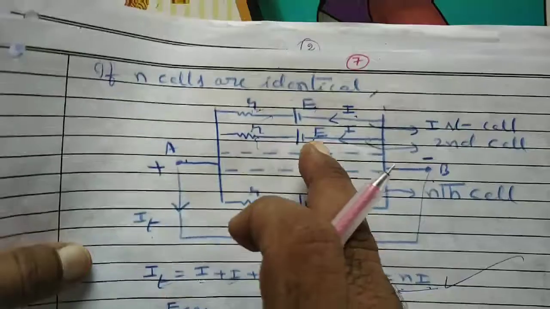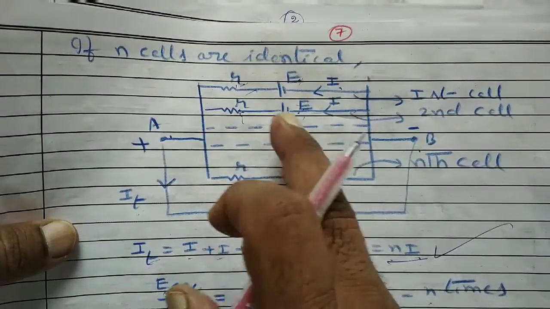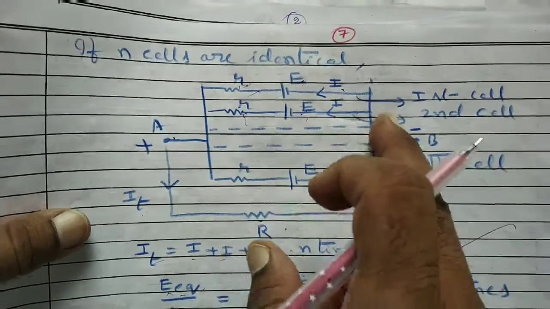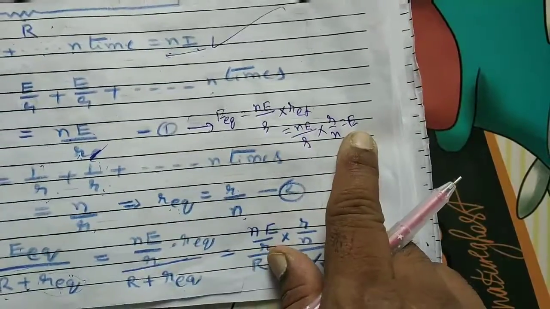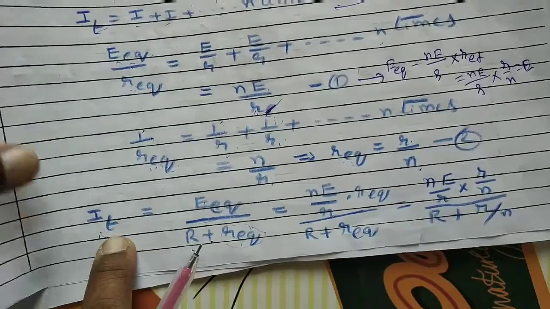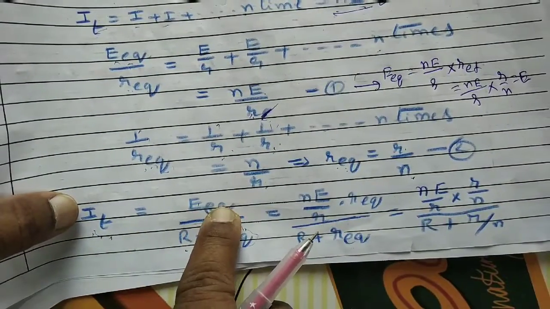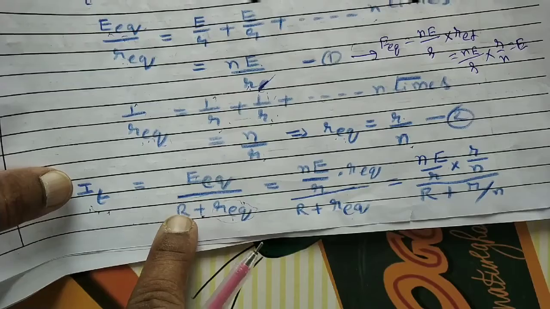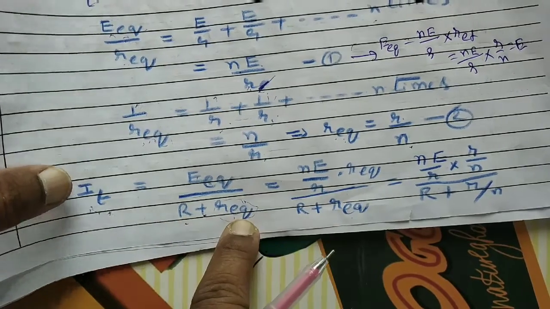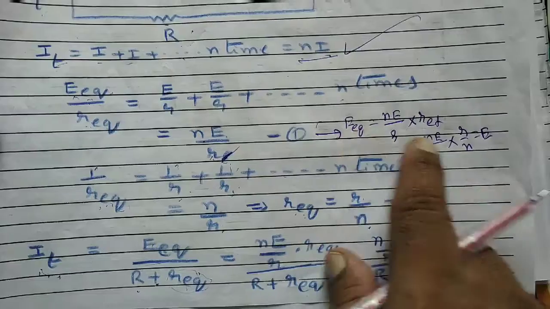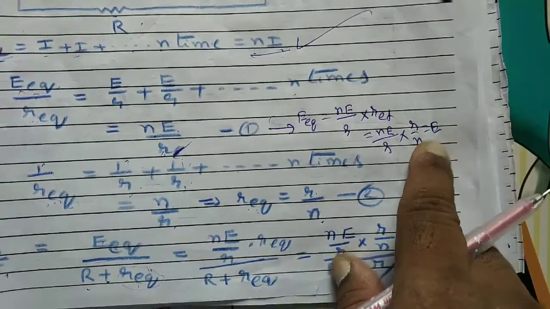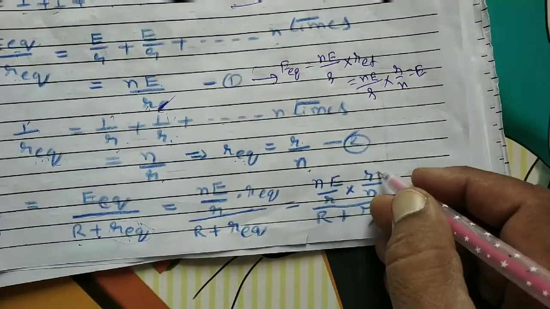So when cells all have the same EMF and same internal resistance, then the effective EMF when they are connected in parallel is equal to the EMF of one cell only. That's why the effective EMF is equal to one cell's EMF. Then the total current passing through the external resistor is effective EMF divided by total resistance. Total resistance is external resistance plus effective internal resistance. And effective EMF has now become equal to the EMF of one cell only. That's why one cell's EMF comes here.